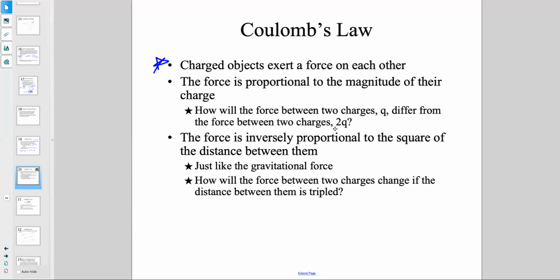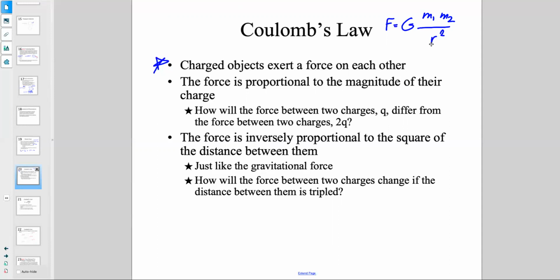The force is inversely proportional to the square of the distance between two charges, just like the gravitational force. You remember the gravitational force from physics 1? Gravitational force from physics 1 was capital G, m1, m2 over r squared. That was the gravitational force. And so it's the same. This force is inversely proportional to the square of the distance between the two point charges or two charge distributions.